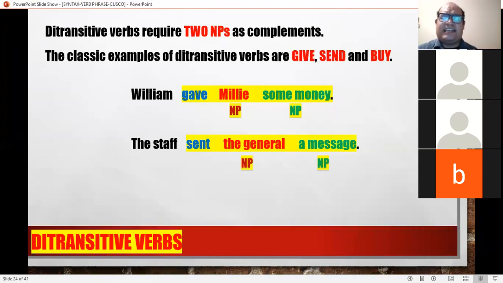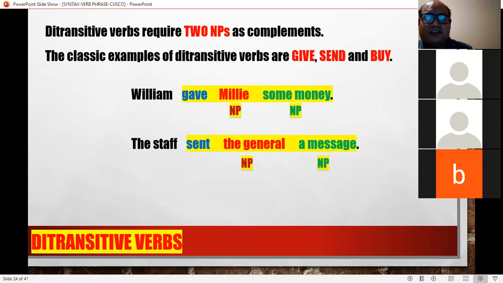For example, imagine that I take out some money in the first sentence. I disappear some money, and I just stay with William gave Millie. Does it have a complete sense? William gave Millie, but what? What did William give Millie? Oh, some money. So you need the second object, because with the first object the sense is not so clear, right? William gave Millie, but William gave Millie what? So you need a second object, some money, some books, some things, no? So notice that we need these two, all right?